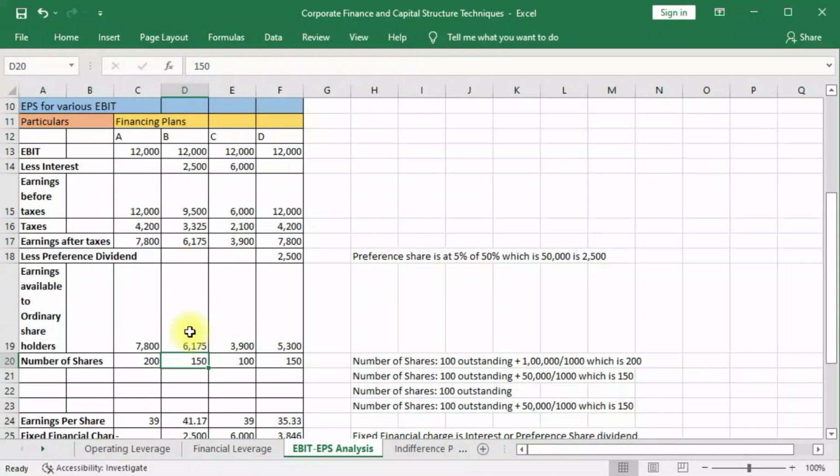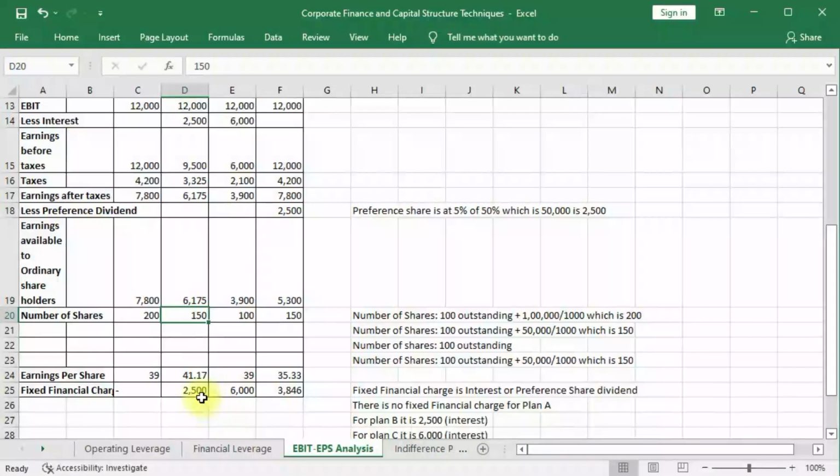So earnings available to ordinary shareholders in plan B is 6,175. Number of shares is 150, which would make the earnings per share 41.17.